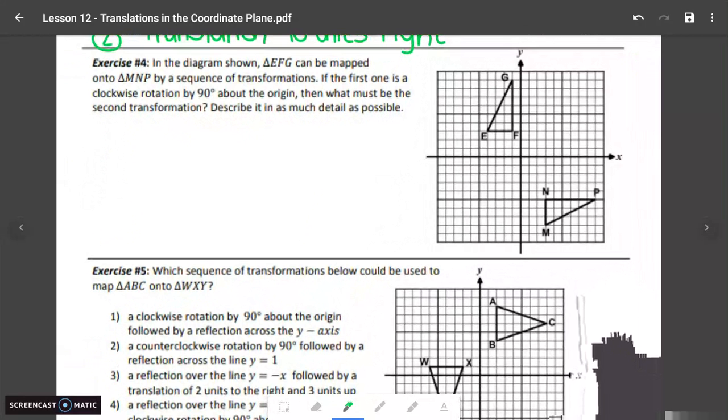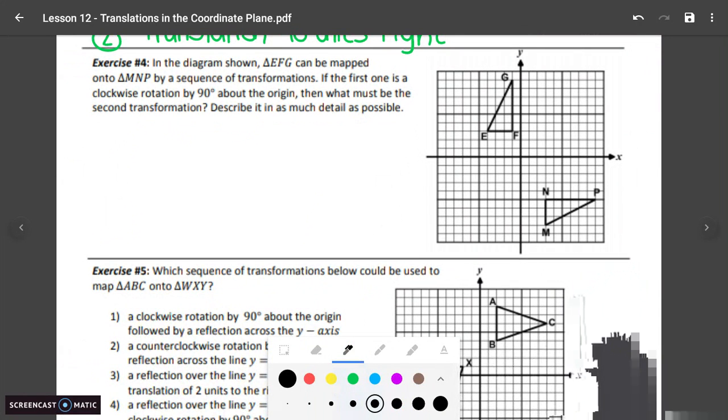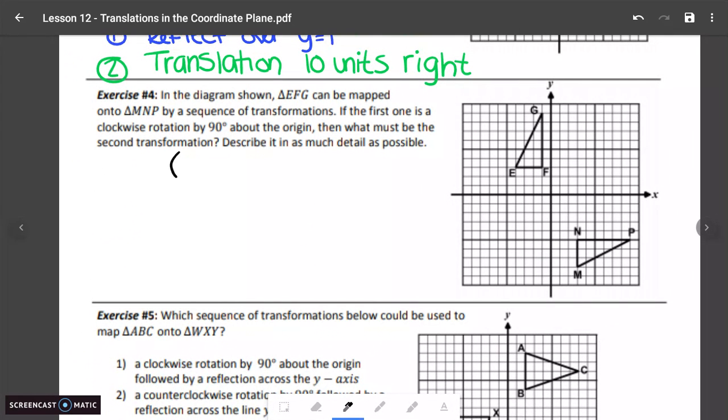Now it's different for exercise 4. EFG, the triangle, is mapped onto MNP by a sequence of transformations. If the first one's 90 degrees about the origin, then what must be the second? So go ahead and rotate 90 degrees. Remember, you would take x, y and change it to negative y, x. And after you plot that one, see if you can determine what that remaining transformation is.